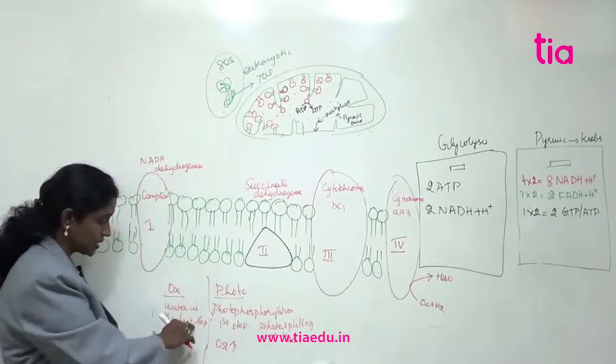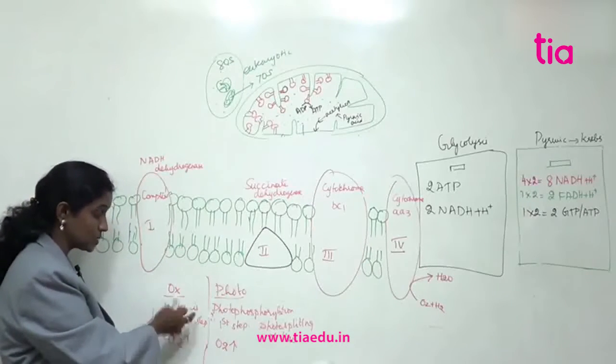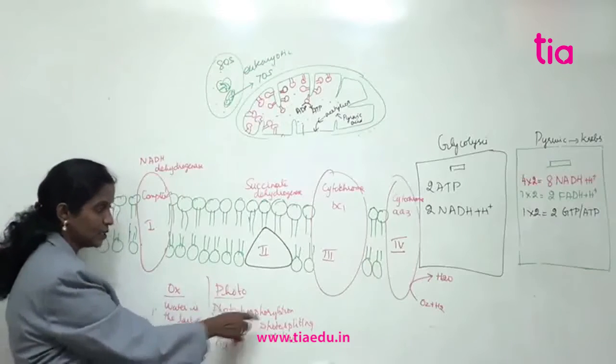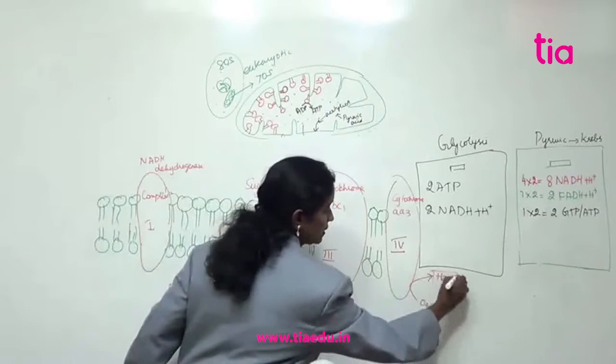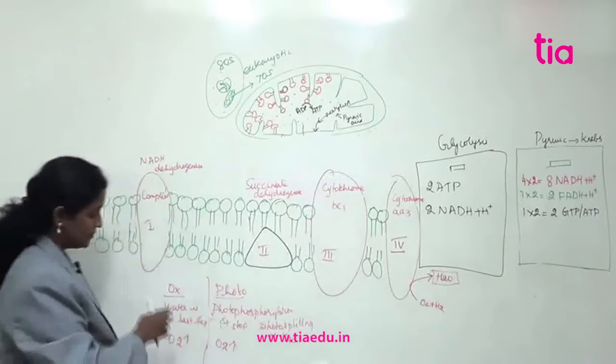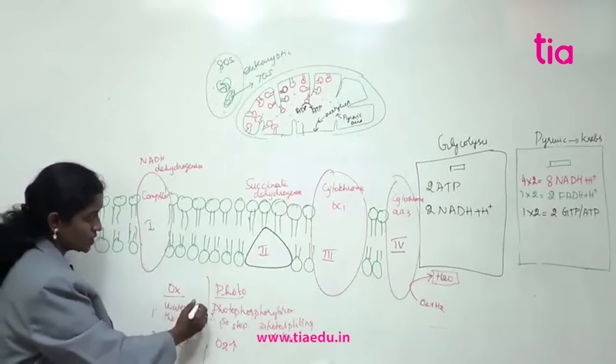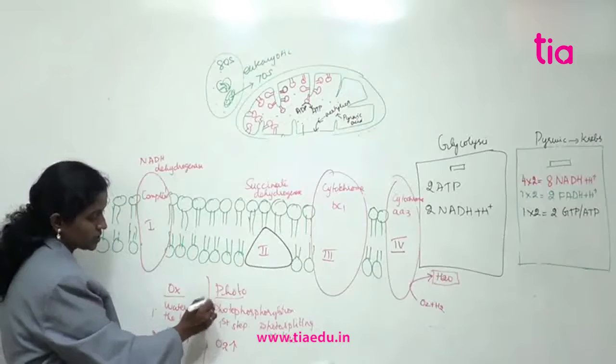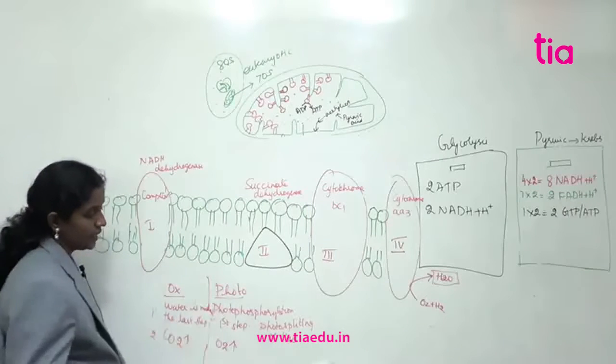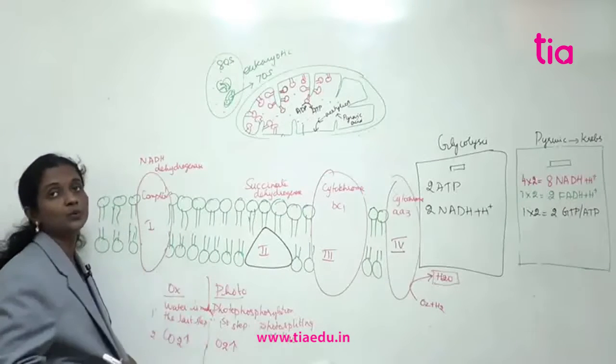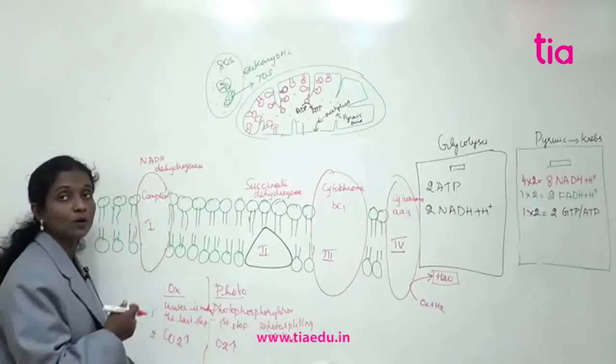Then, first step we said, in the last step water is involved. Water is made, but in photophosphorylation water is split. You can see, we make water, they break water. Water is produced in the last step, whereas here in the first step itself they break the water to get energy. The photo-splitting of water takes place.